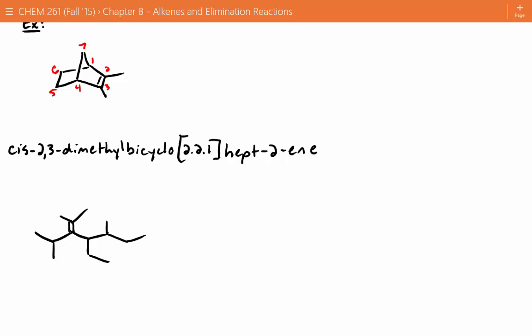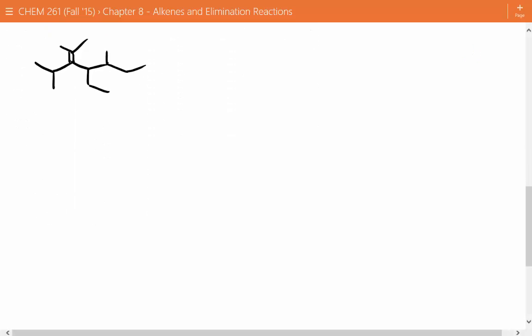What's the 221 mean? So the 221's in reference to our bridge lengths, right? So if we look at the bridgehead, we've got 1 and 4. Those are our bridgeheads. The path length is 2 carbons going one direction, 2 going the other, and 1 going the last. So let's name this last compound, and then we'll move on.